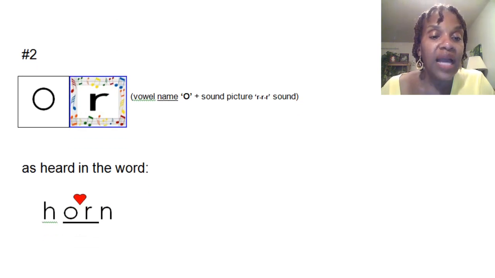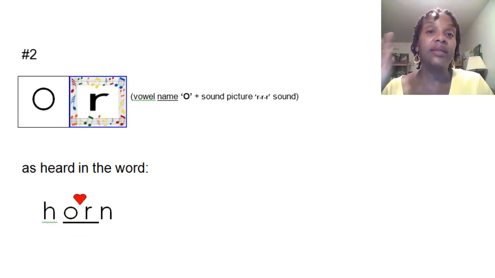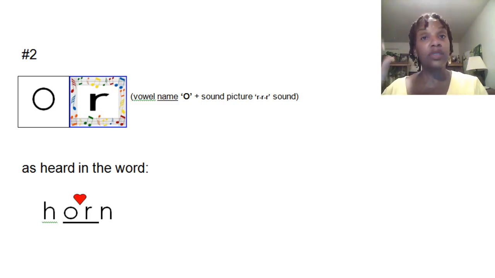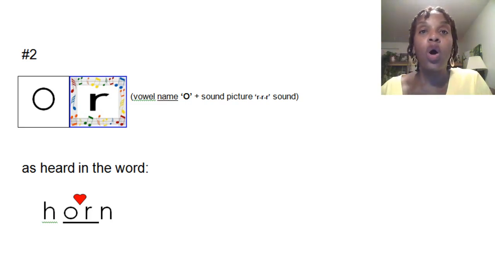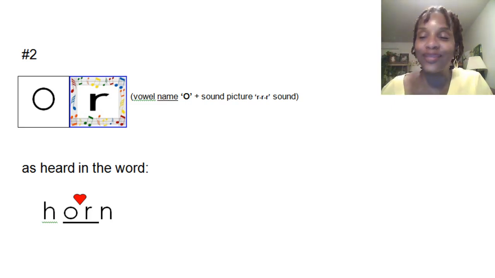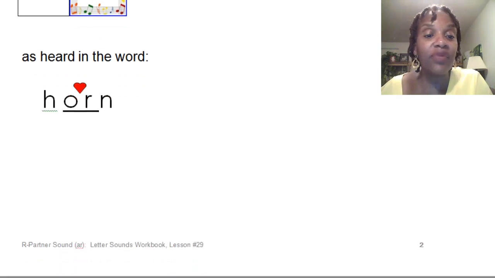Number 2. I want you to think of these sounds as the letter name O, or the vowel name O, plus the R, the letter R sound. So O plus the R sound sounds like or. You say it, or, as heard in the word horn. Listen, horn. You try it, horn. So when you say the word horn, the OR partner almost sounds like you're saying the letter O, and you're just combining the R with it, or, horn. Good job.